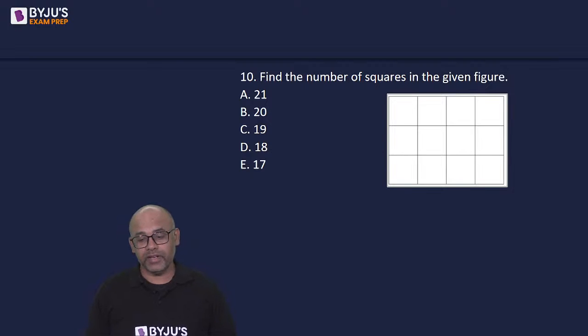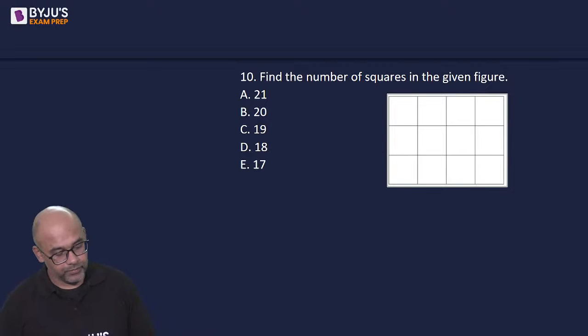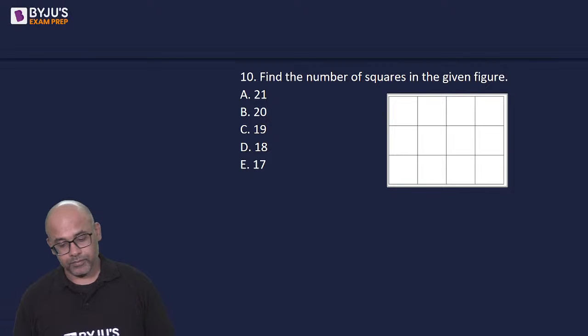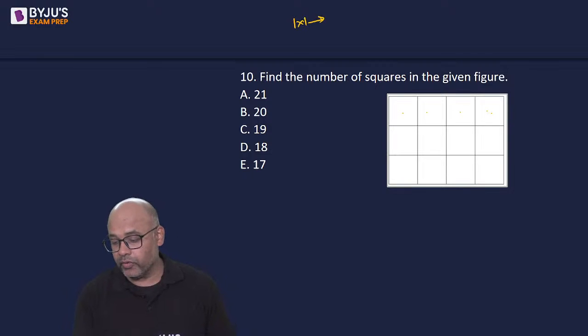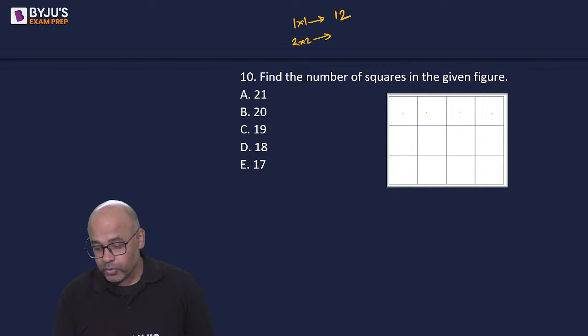Any answers, anyone? So let's see what happens here. 1 cross 1, small squares. How many are there? 1, 2, 3, 4. 4 3s are 12. Next, 2 cross 2. 2 cross 2 squares, how many are there? 2 cross 2 is this.